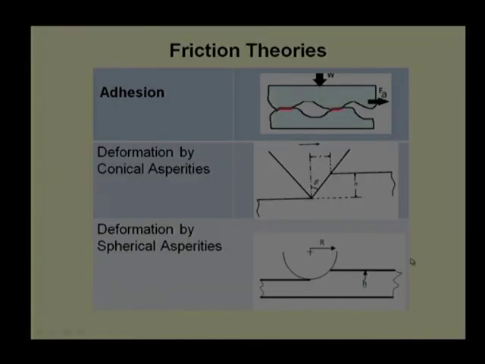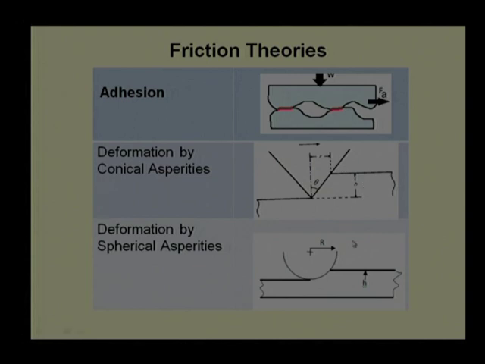In the previous lecture, we discussed three theories: adhesion, then ploughing by conical asperity theory, and ploughing by spherical asperity theory. If I summarize those three theories, in adhesion, generally two surfaces get welded under pressure. That is why we call this mode of friction adhesion friction.